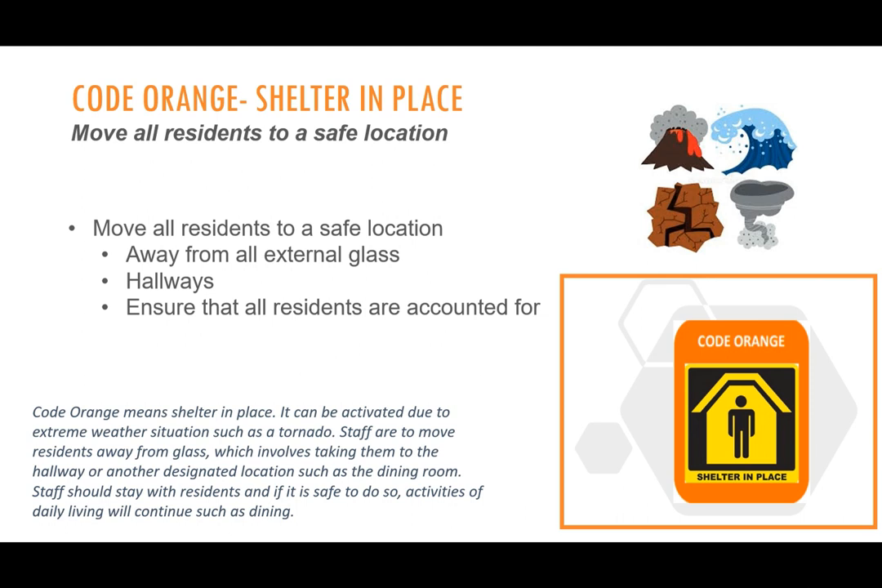Code Orange means shelter in place. It can be activated due to extreme weather, such as tornado. Staff are to move residents away from glass, which involves taking them to the hallway or another designated location, such as the dining room. Staff should stay with residents, and if it is safe to do so, activities of daily living will continue, such as dining.